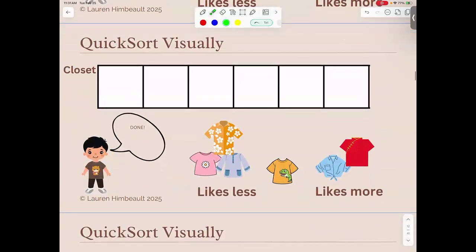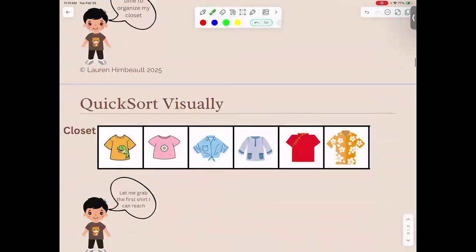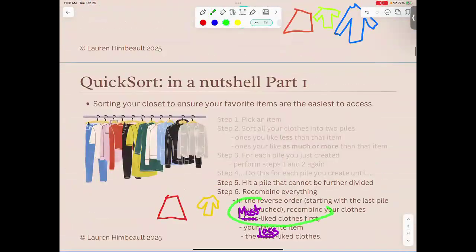So we come down here and we see that our little helper is done. Here is the shirt they started with as their anchor shirt. Here are the shirts that they decided they liked more, and here are the shirts that they decided they liked less. So now they're going to follow the steps that we just laid out up here, which was most liked, then that anchoring, then less liked.